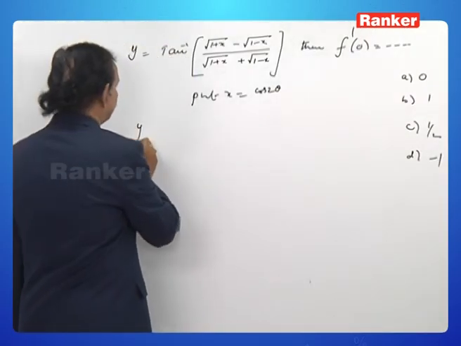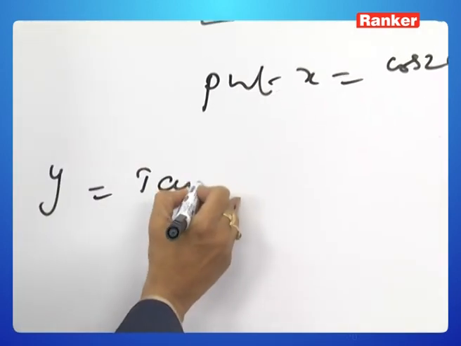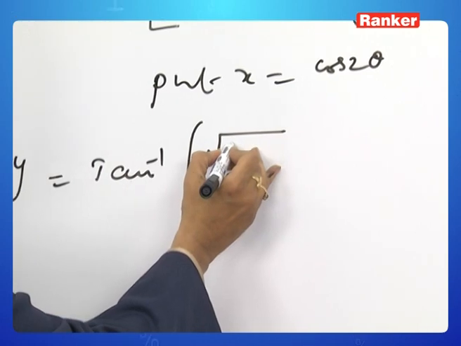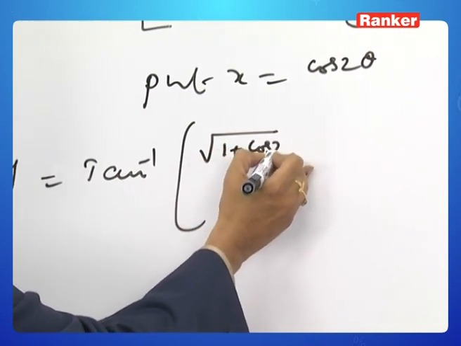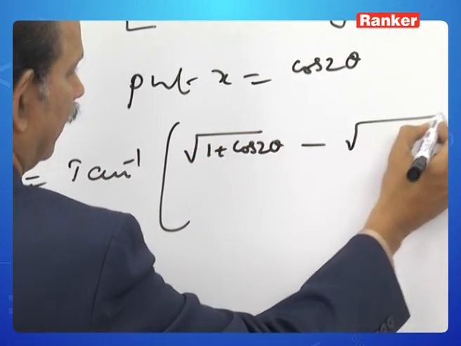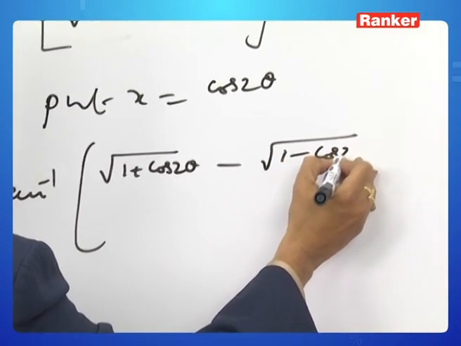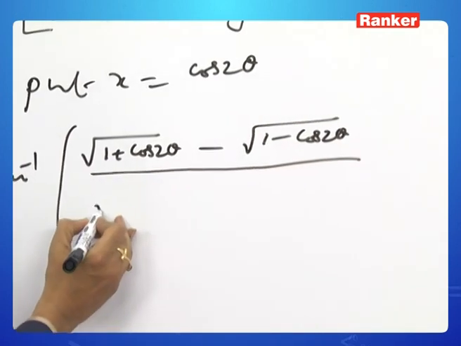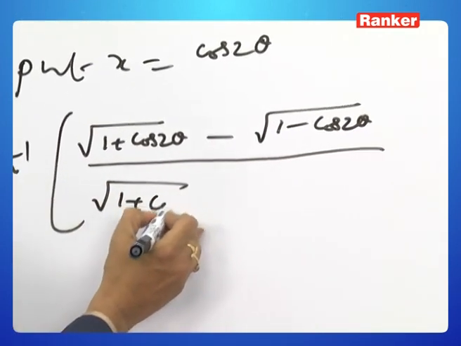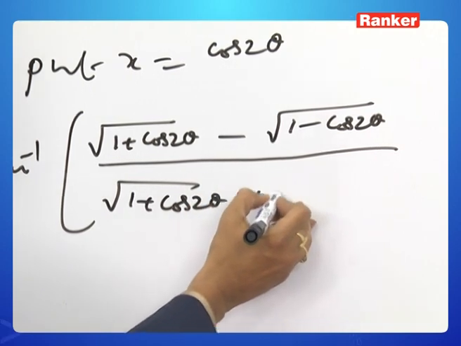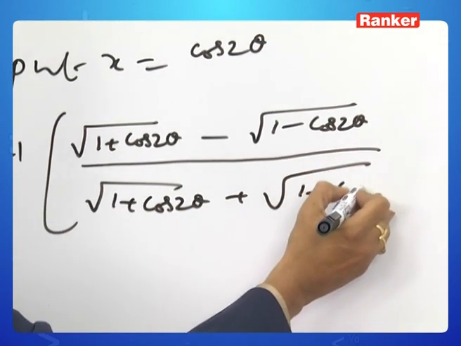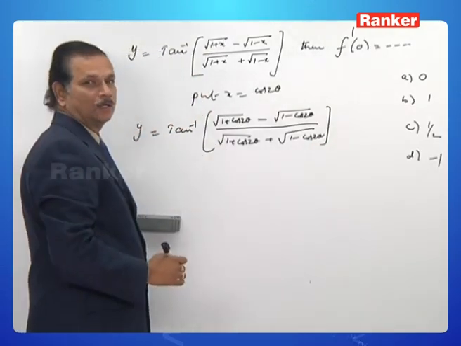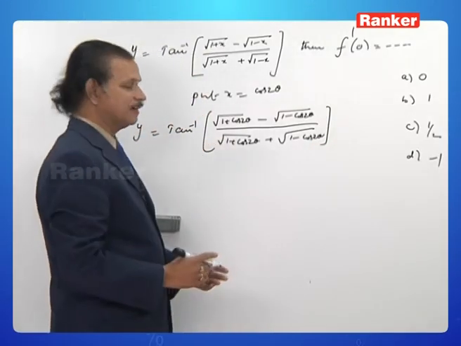What is y? y is tan inverse of root of 1 plus cos 2 theta minus root of 1 minus cos 2 theta, divided by root of 1 plus cos 2 theta plus root of 1 minus cos 2 theta. What is root of 1 plus cos 2 theta?